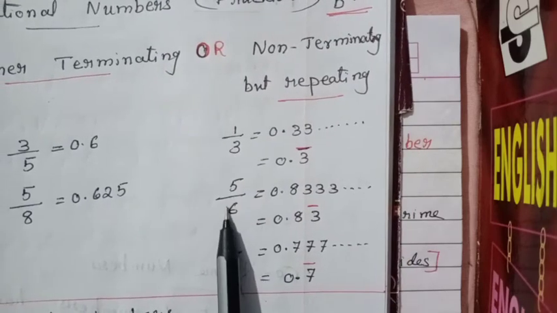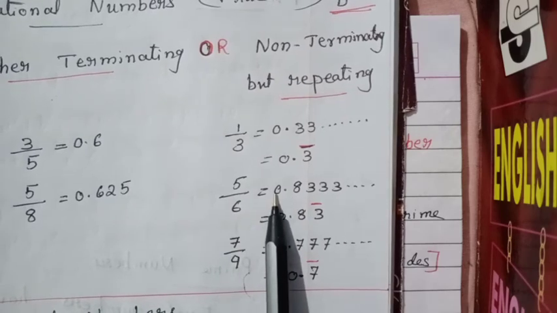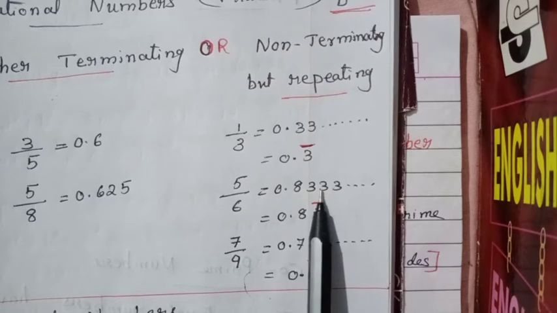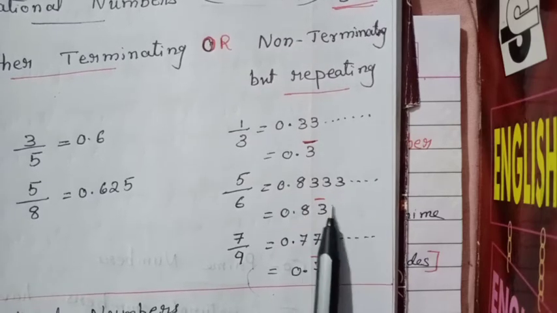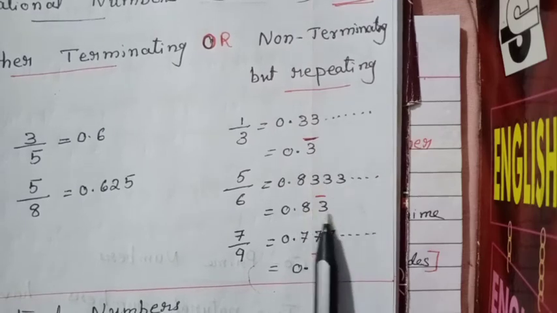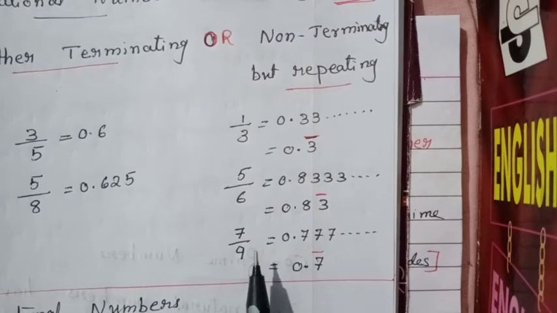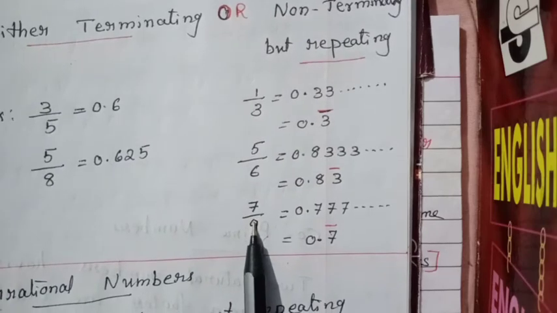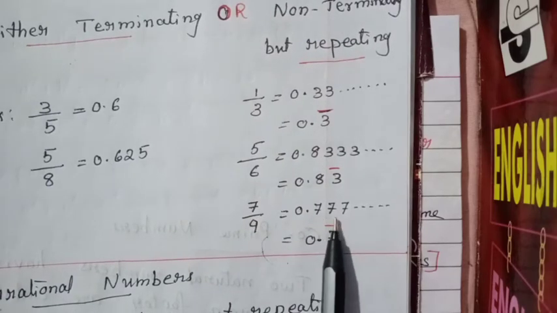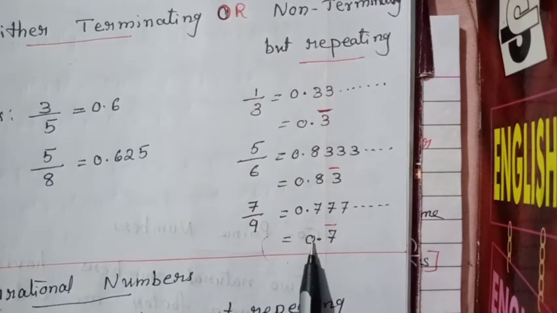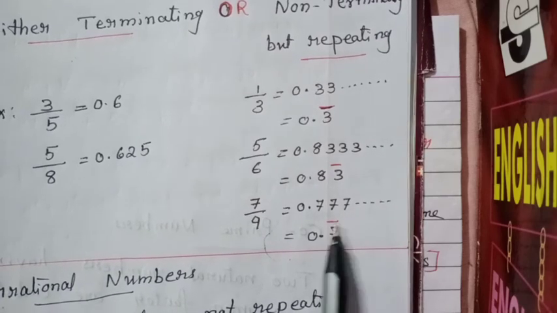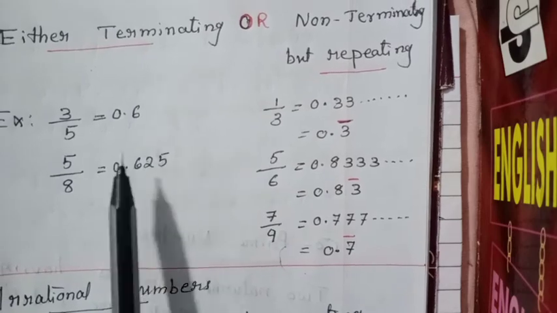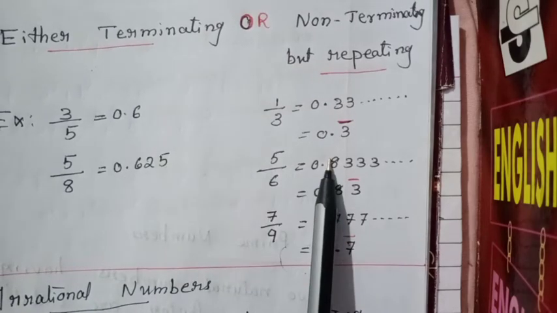Second example, 5 by 6. The decimal representation is 0.8333 etc. That's equal to 0.83 bar. The particular digit 3 is repeating, that's why we are using the bar over 3 here. Next example, 7 by 9. If you divide, you get 0.777 etc. It's equal to 0.7 bar. The digit 7 is repeating. So rational numbers are either terminating or non-terminating but repeating.